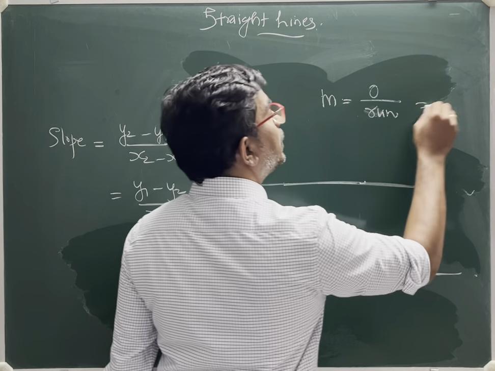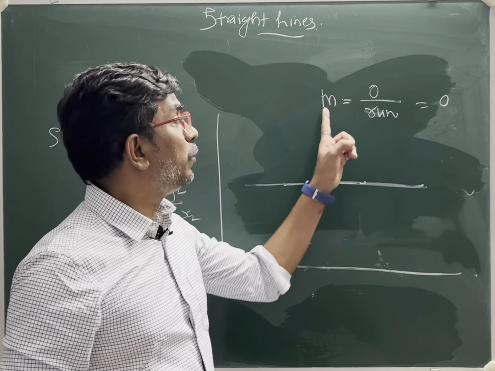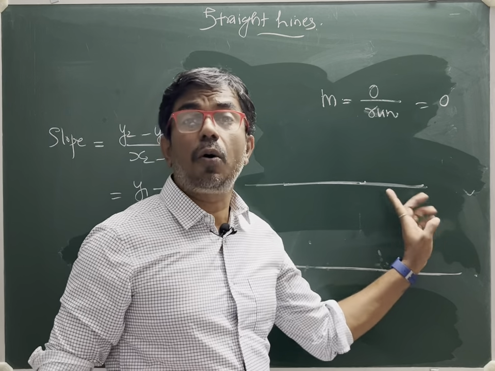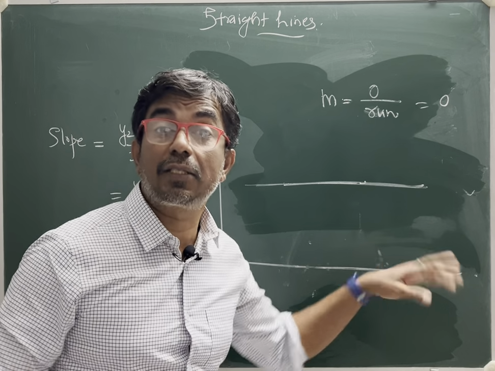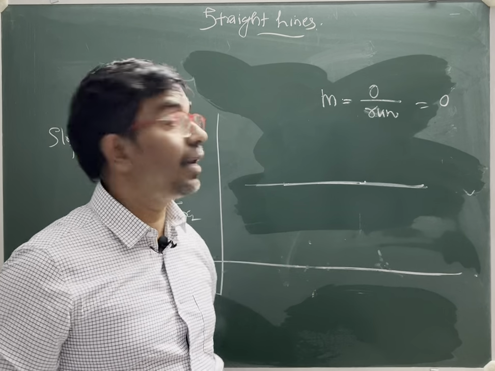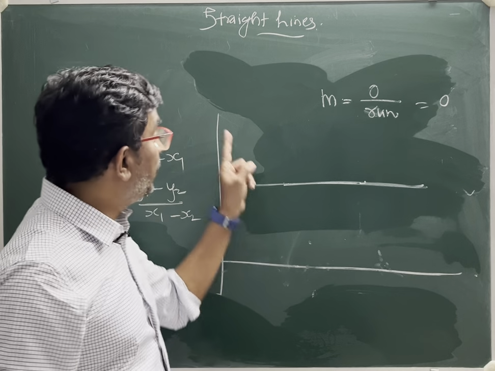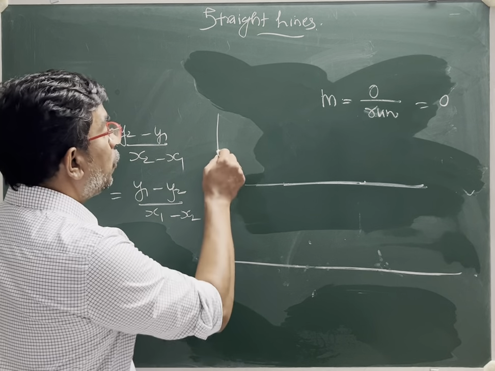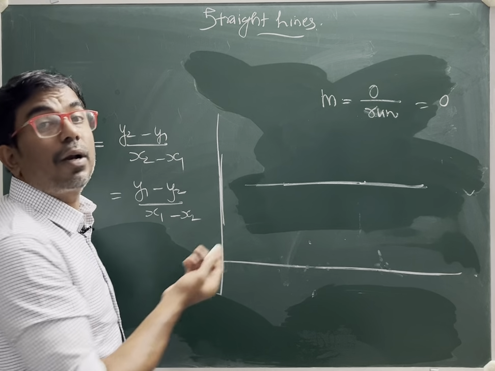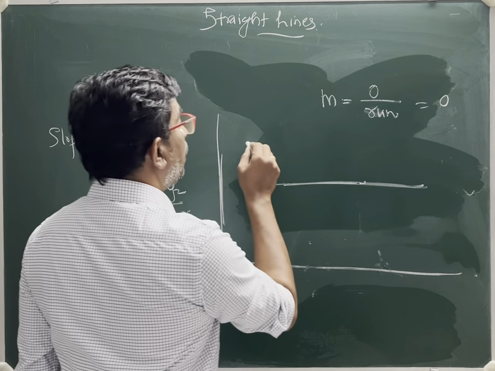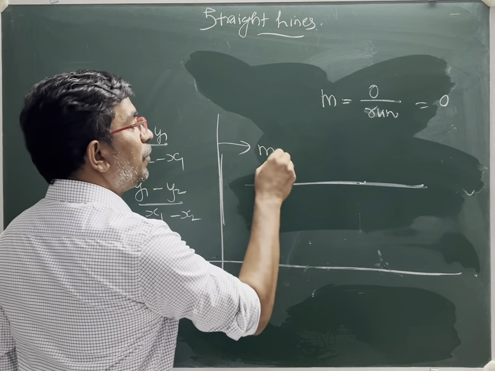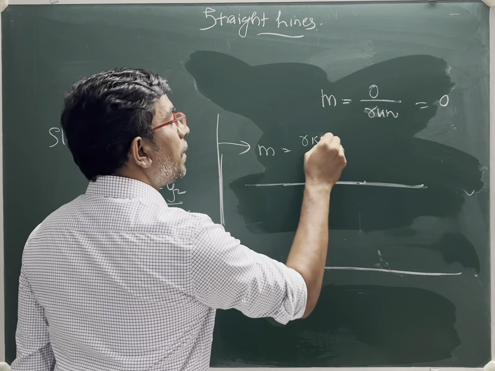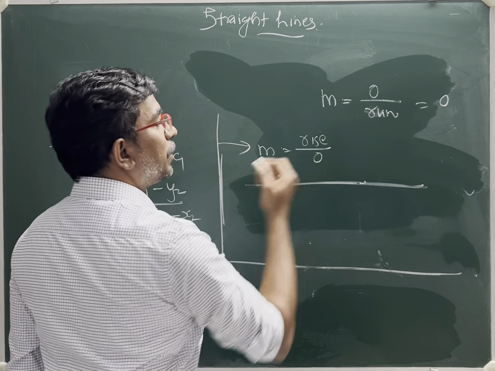So that will be 0. From there, what do I say? The x-axis, or any line parallel to the x-axis, in other words any horizontal line, has slope 0. What do we think about this vertical line? A vertical line has only rise, no run. So the slope, rise divided by run, is something divided by 0.